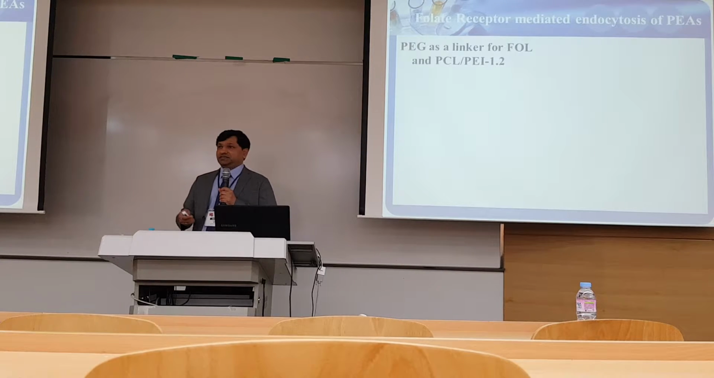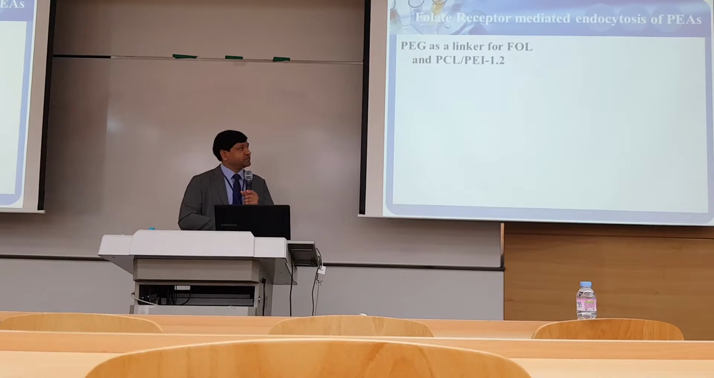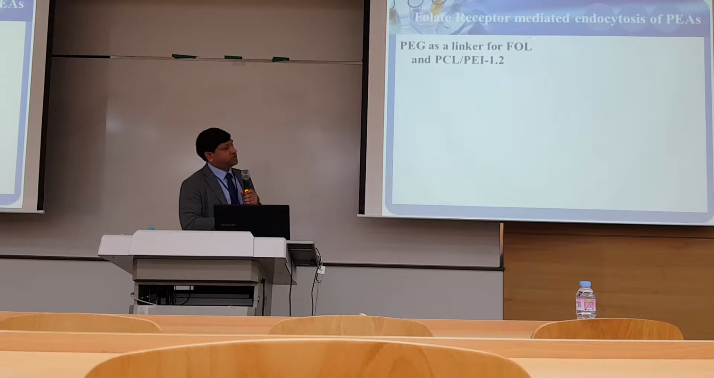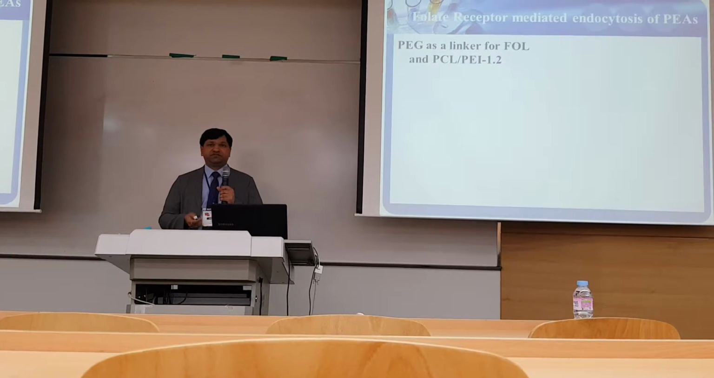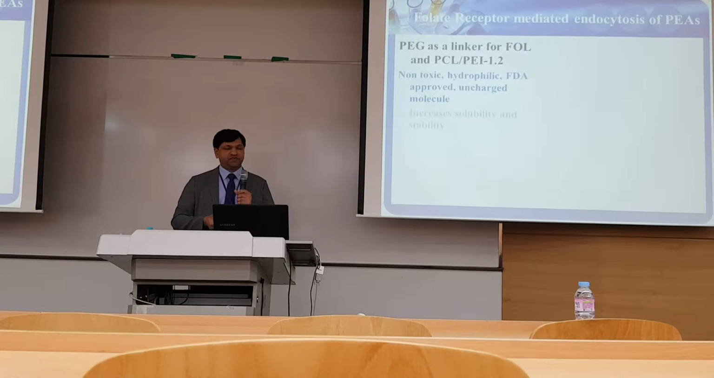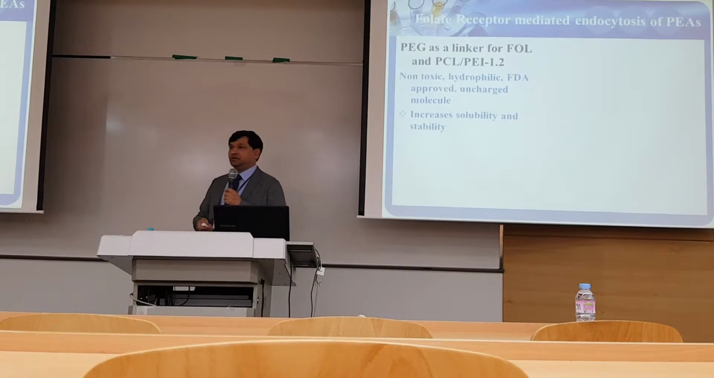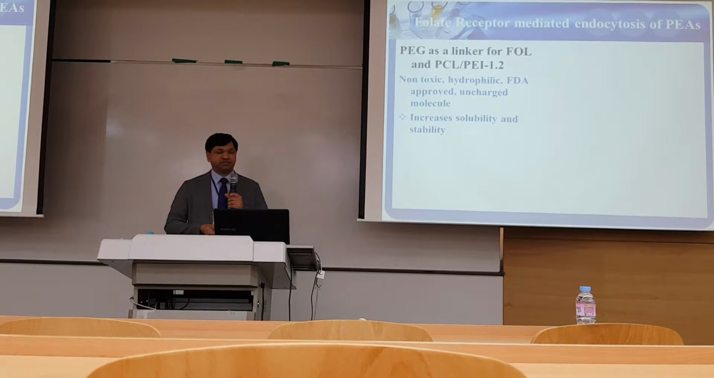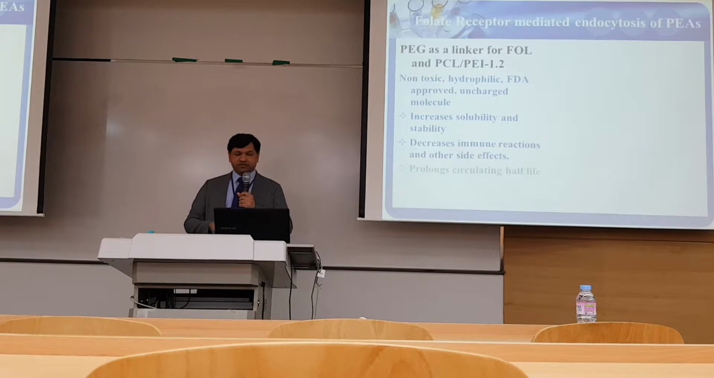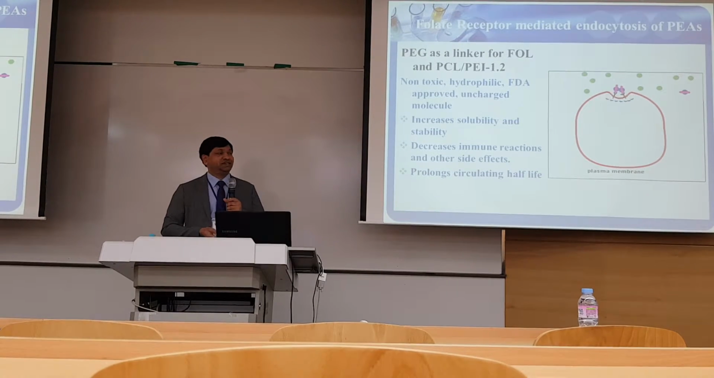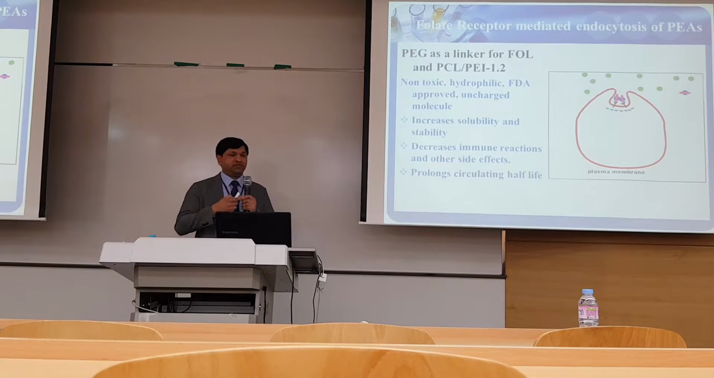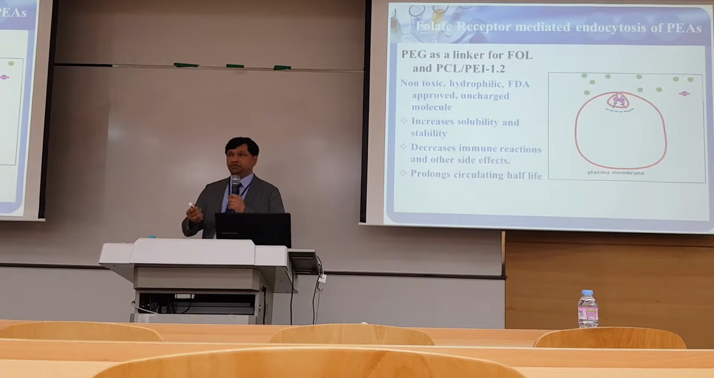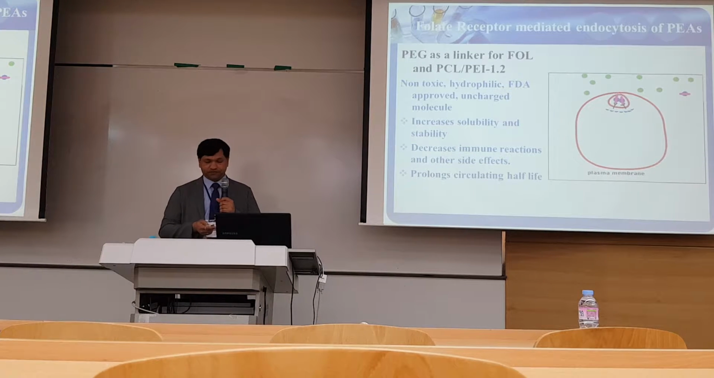So after getting this success at the initial level, we decided to have specific targeting. So we decided to conjugate folic acid to this polymer with the help of polyethylene glycol as a linker, because we know that PEG is one of the safe molecules and FDA approved. It boosts up the stability of the polymeric materials in systemic circulation and decreases immunoreactions. That's the reason we used this PEG as a linker to conjugate the folic acid moiety to the polymer, so that it will have receptor-mediated endocytosis through the folate receptor, because most of the cancer tumors overexpress folate receptors.